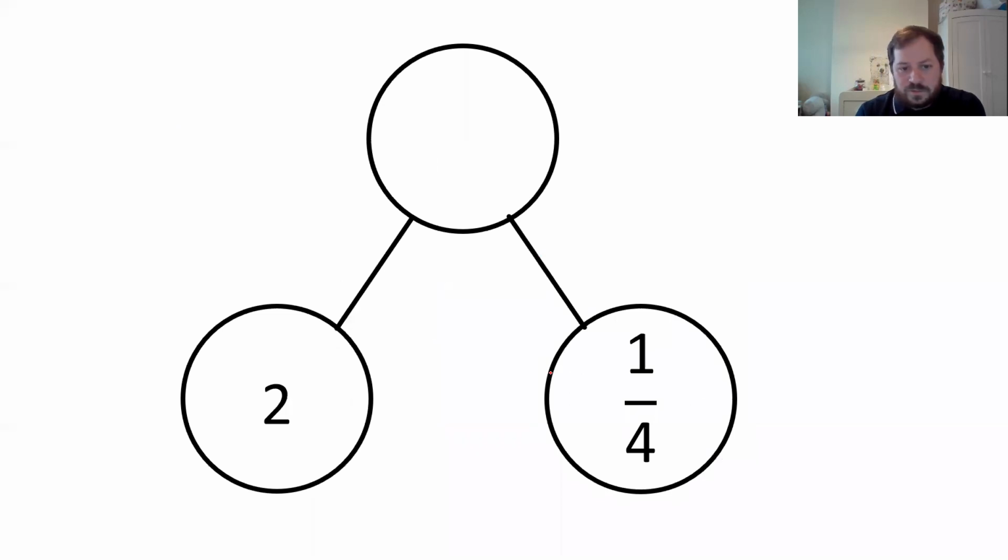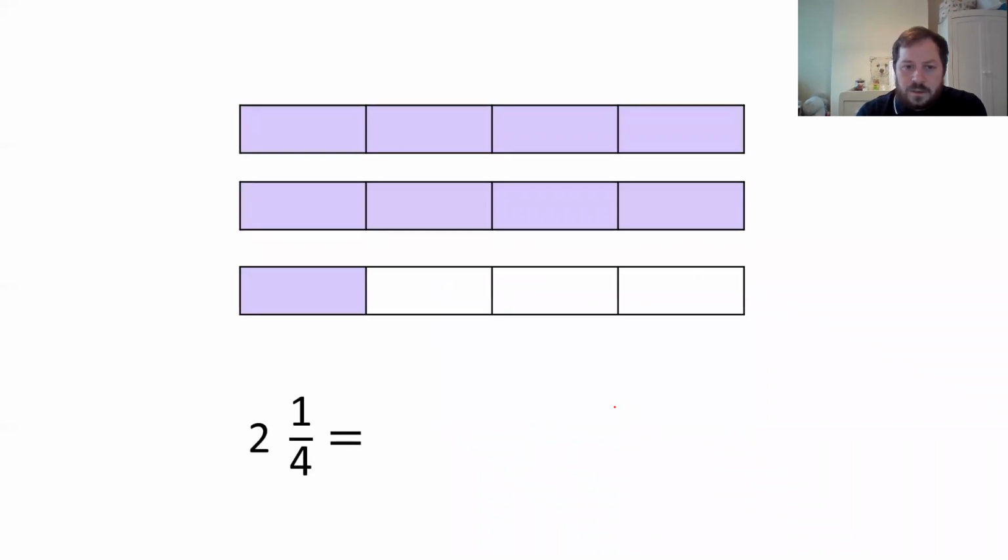So in this regard, we have 2 parts here. We've got 2 in one and a quarter in the other. We put them together and we get 2 and a quarter. 2 and a quarter is our mixed number. So 2 and a quarter would look like this if we were to write it down or show it as a diagram.